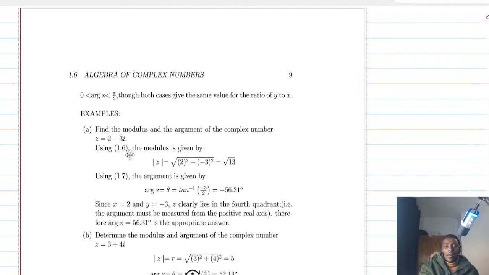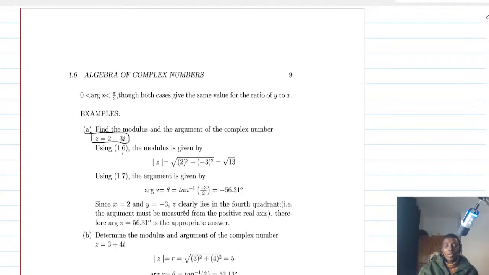Okay, so let's say that you have been given a complex number, and then z equals what? So let's look at this question. Z equals 2 minus 3i. Oh, sorry. So z equals 2 minus 3i.